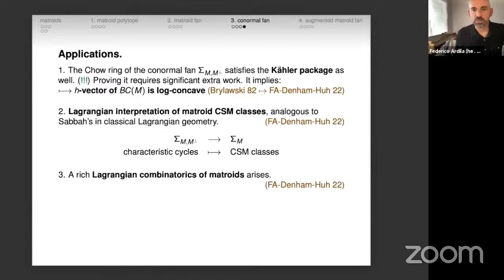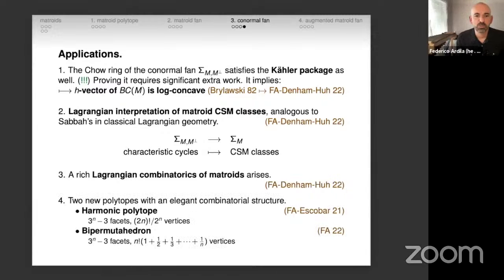We get a rich Lagrangian combinatorics of matroids as well, and we get two beautiful polytopes, the harmonic polytope and the bipermutahedron, the first one due in joint work with Laura Escobar.